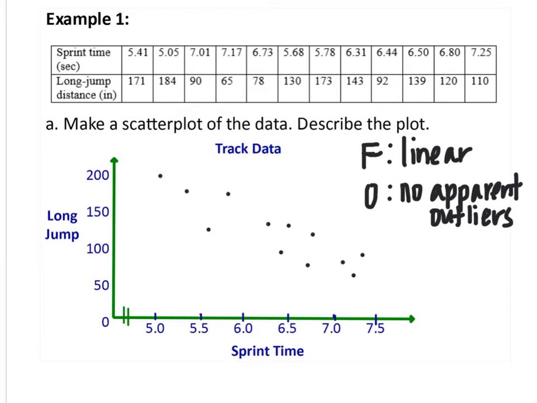An example of an outlier would be, this is a fake point that I'm drawing. If there was a point like down here, this would be an outlier, but there's nothing like that, so I'm just going to say no outliers. Direction, it's negative.